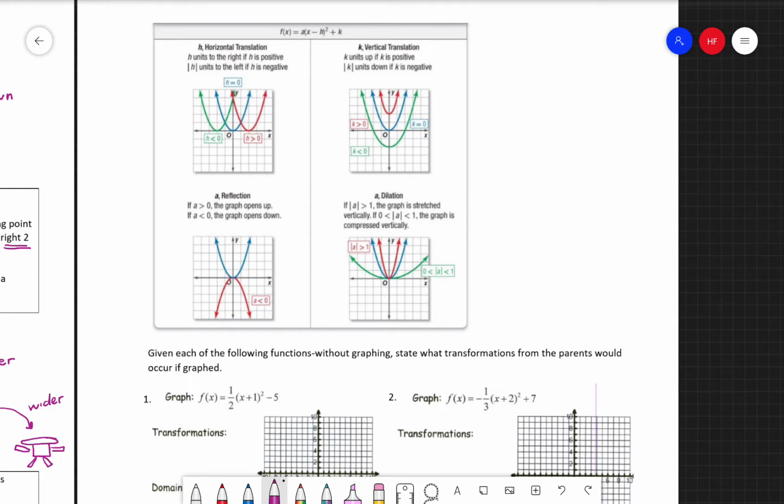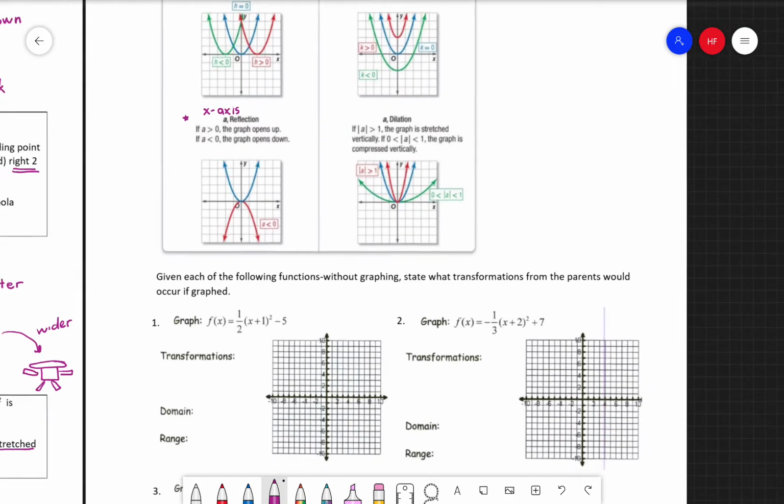Reflection is probably going to be the most difficult. So we've got a is greater than 0. The graph is going to open up. This is just whether we're flipping over the x-axis only. And then, so this is x-axis reflections. And then for dilations, that's where we're looking at whether it is a fraction in the front or a whole number. So a whole number is going to stretch, and then a fraction will compress, and that is vertically, so up and down.